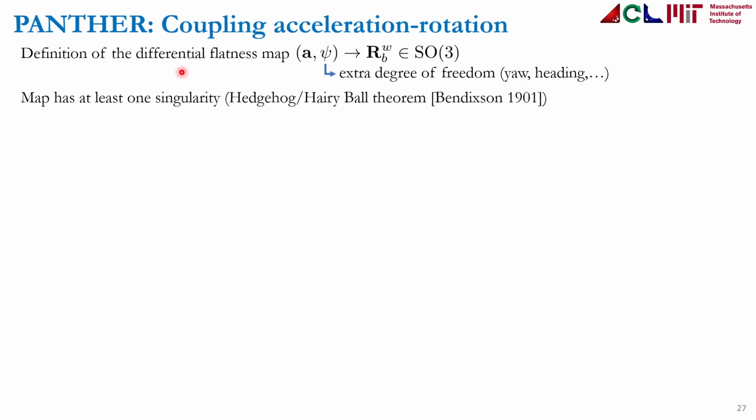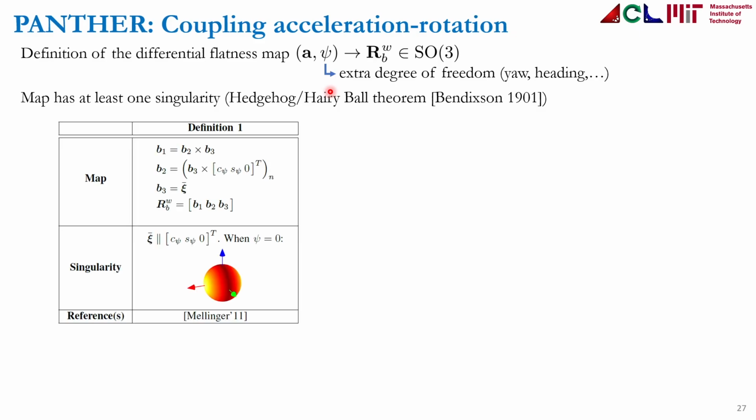There are many different definitions of the differential flatness map that takes an acceleration vector and a yaw angle and maps them to the rotation matrix in SO(3). The thing is that this map will have at least one singularity, and this is due to the famous hedgehog or hairy ball theorem. The problem here is that by using different definitions, we can actually create more or fewer singularities, and we can also change the location where they appear.